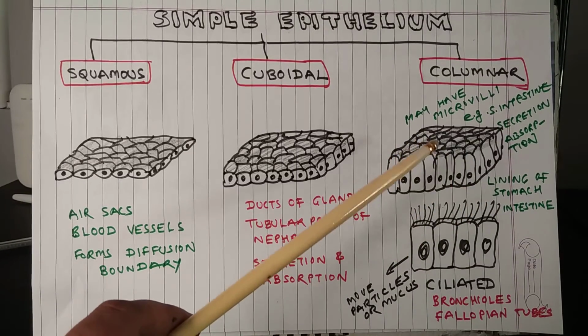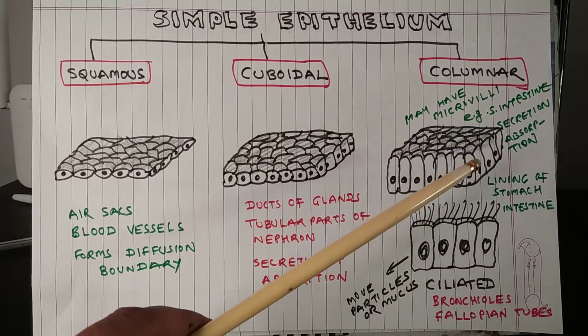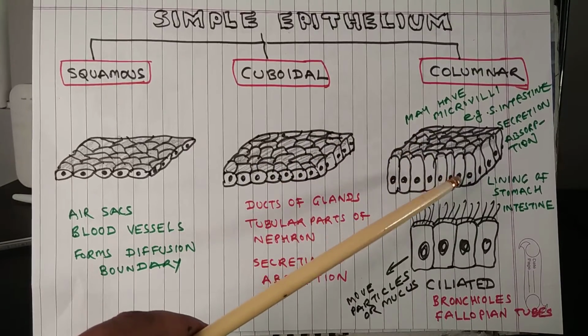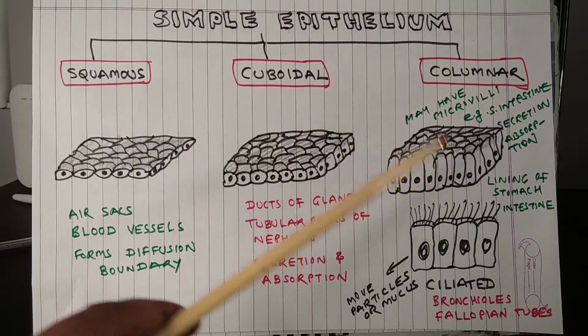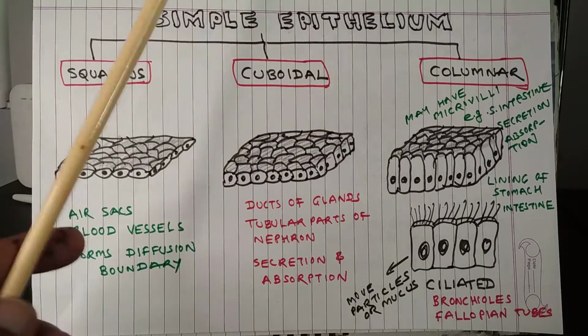Some of the columnar epithelium may have microvilli. For example, in small intestine, there are villi which absorb the nutrients once digestion has taken place. So here also the function is secretion and absorption.